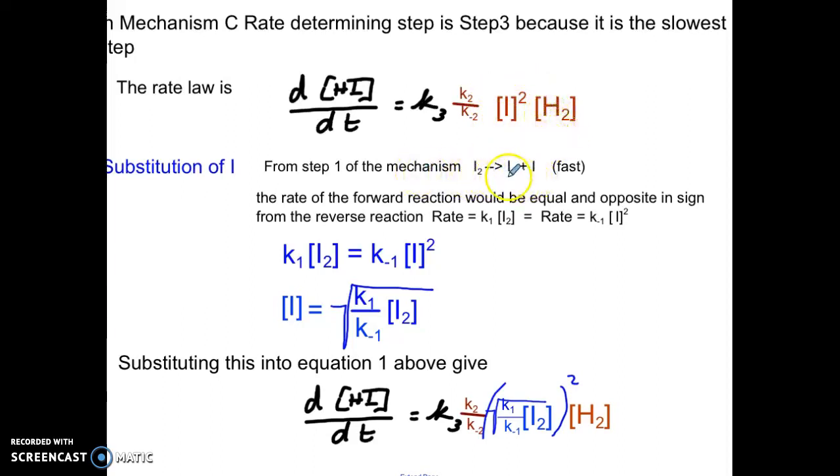Now what I need to substitute in is the I, because that is not part of the overall reaction. So we know from step 1 of the mechanism, I2 going to I plus I, that was a fast reaction. Setting those two rates to be equal but opposite, and solving for this I, I would get the square root of the forward rate constant over the reverse rate constant times I2. Then I can substitute in just this I. And you can see that I've done that here for this equation.